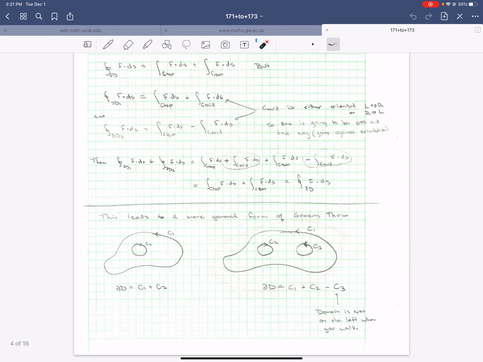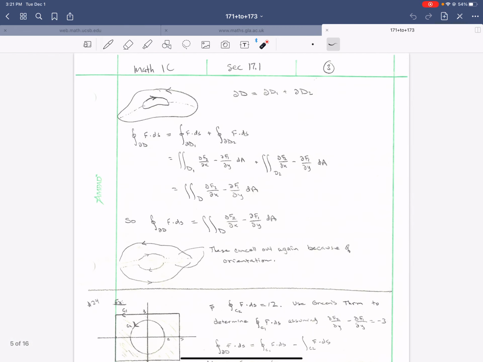Now this one I just did, notice this one, it goes one way and this one goes the other way. This one, when I walk, my left hand is inside, and that hole is not there. So C3 has the wrong orientation. But C1 is correct and C2 is correct, just like over here. So this time the boundary would be C1 plus C2 minus C3, and you need to offset that because you have the wrong orientation on that boundary.